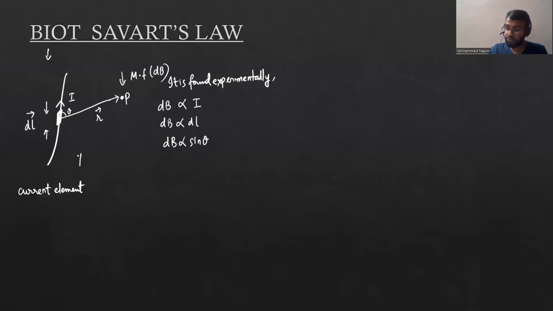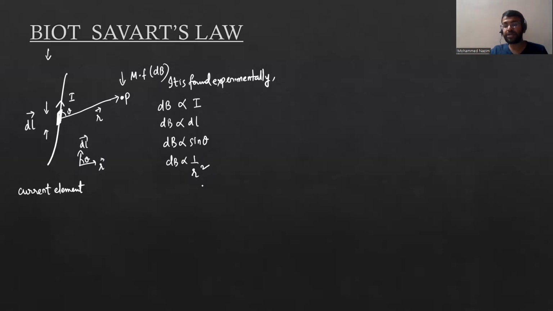Theta is the angle between whom? Theta is the angle between the dl vector and the r vector. It is the angle between the current element and the line joining the current element and point P. This is my theta. So dB is found to be proportional to sine theta, and it is found to be inversely proportional to r squared, like Coulomb's law.